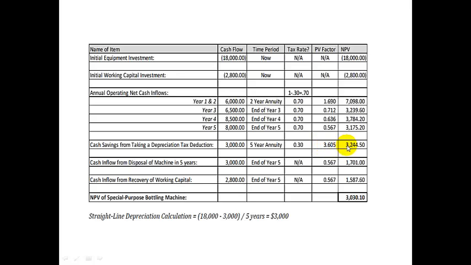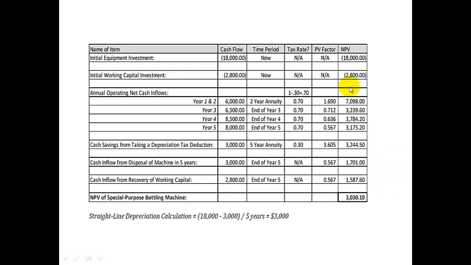Now, jumping to the end of the project's life, we have the cash inflow from the disposal of the machine in 5 years, and that's $3,000. And then the present value factor for 12% in 5 years is that. And then we have our inflow from the recovery of working capital. Neither of those have a tax impact, and we have cleverly chosen an amount so that there were no tax impacts at the end or the disposition of that asset.